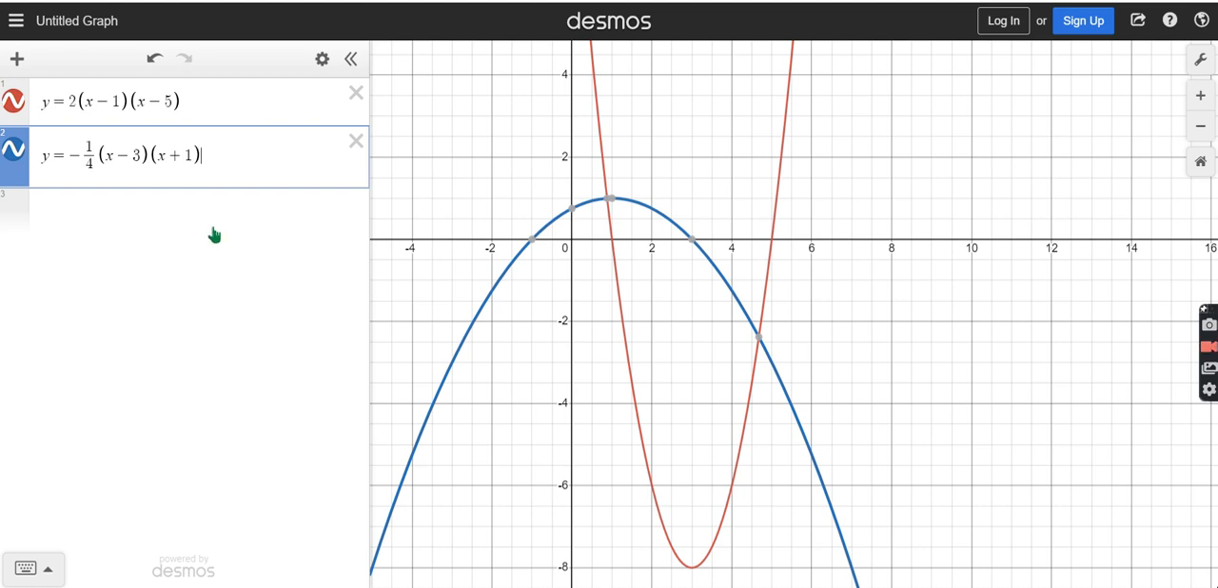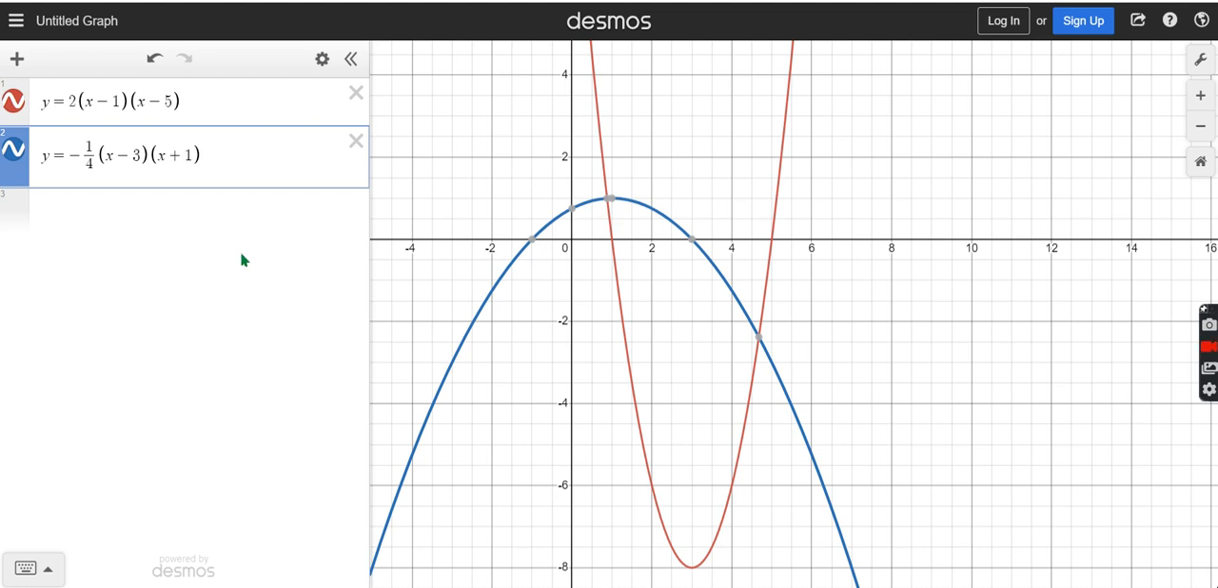Okay, so the blue parabola opens downwards because my a is negative. The 1/4 means it's been compressed vertically, or we say it's been stretched vertically by a factor of 1/4. This parabola is not going to be as narrow as the red one over here. Okay, it's going to be wider because it's not growing as quickly.